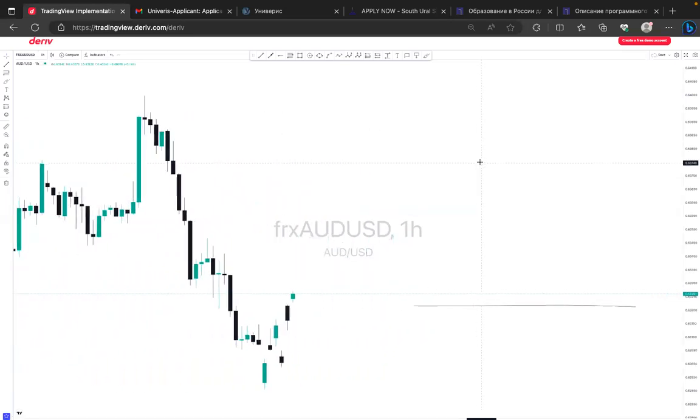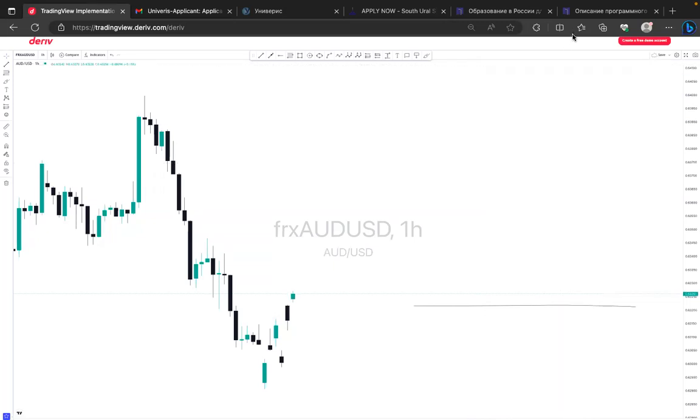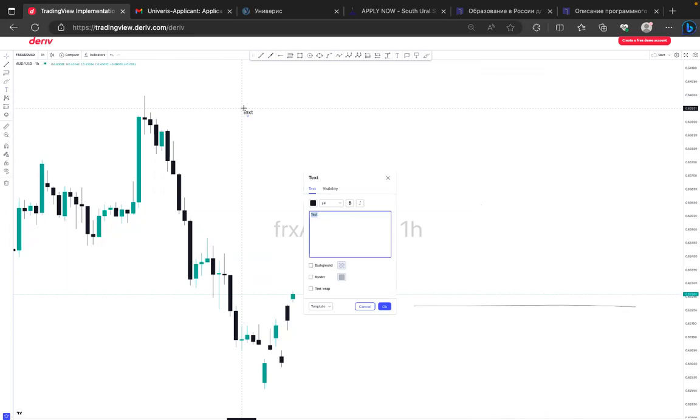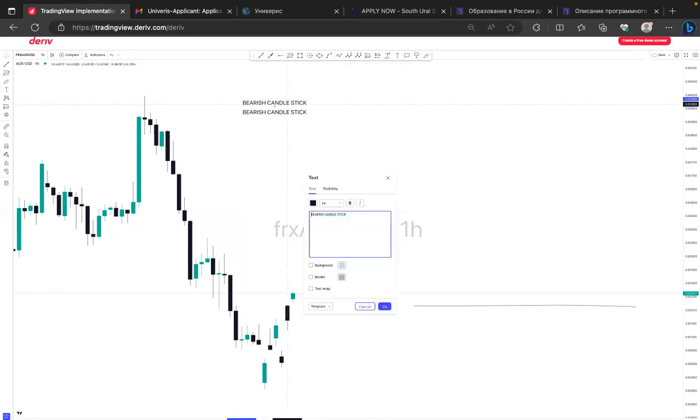Now this is the time that you guys actually have to take your pen and write down. We have two types of candlesticks: the bearish candlestick and the bullish candlestick. What I mean by the bearish candlestick is the candlestick that is bearish. Let me try and write it down so that we can actually get it. Bearish candlestick. And we have the bullish candlestick.